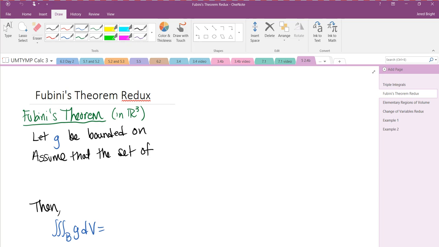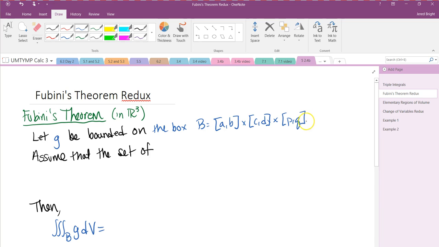So, first thing is that g, the function that we're dealing with, has to be a bounded function. And since we're in 3 dimensions, and we're integrating into the 4th dimension, we're going to let g be bounded on the box. And then the box is going to have dimensions B equal to [a,b] cross [c,d] cross [p,q].